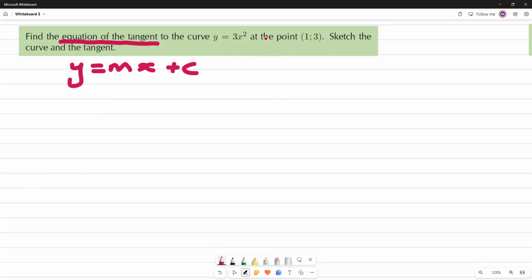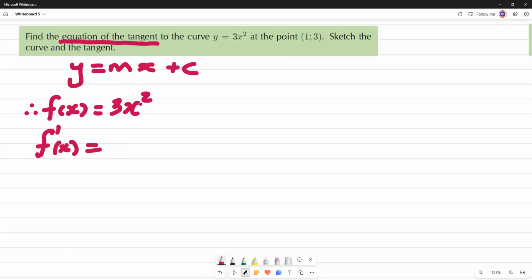So in this case, this graph is f of x equals 3x squared. Remember, y and f of x are the same thing. Then I need to get the gradient. Remember, we said the derivative of a function is the gradient of the function, which is 6x. If you haven't watched the first three videos, please do so before you watch this one. You'll understand how we got the 6x.